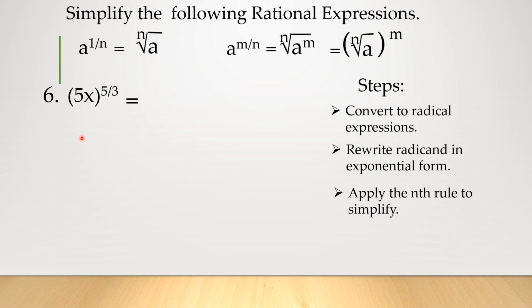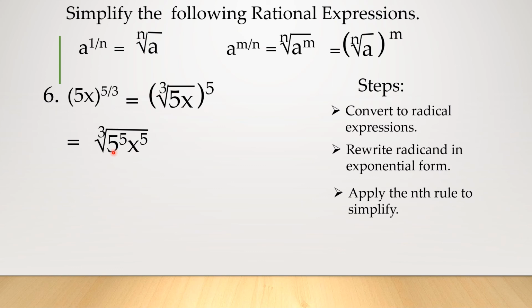So now I have here the quantity 5x raised to 5 over 3. So first, I can rewrite this into a radical expression. That is the cube root of 5x raised to the 5th power. Or I can also write the exponent here. So now, I can rewrite that. That is equal to, distribute this, raising a product to a power. So that is 5 raised to the 5th power, x raised to the 5th power.